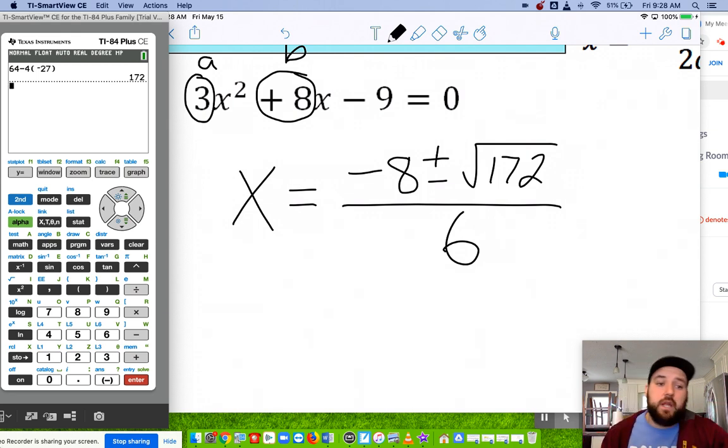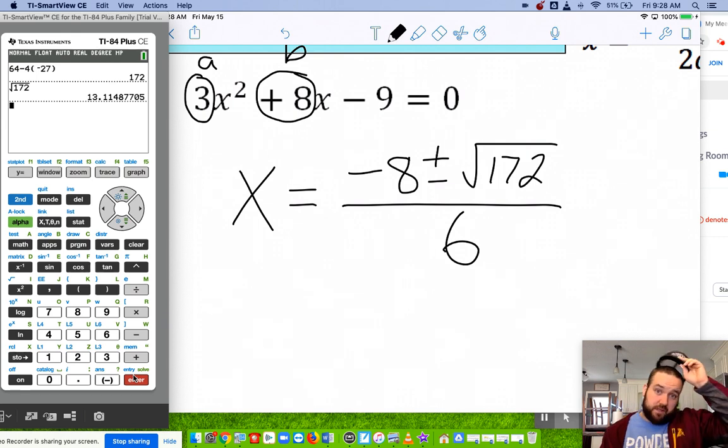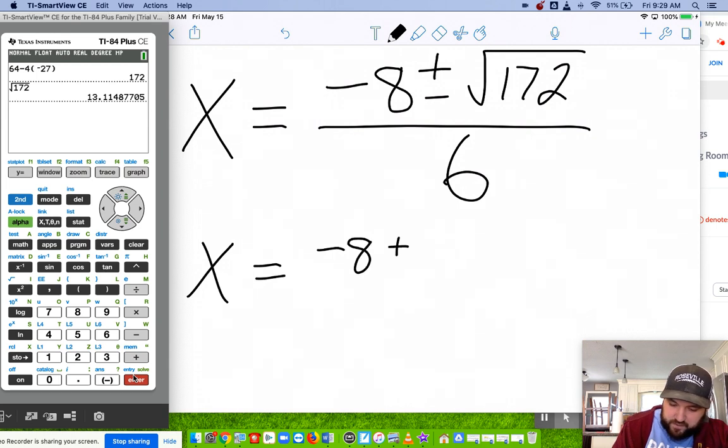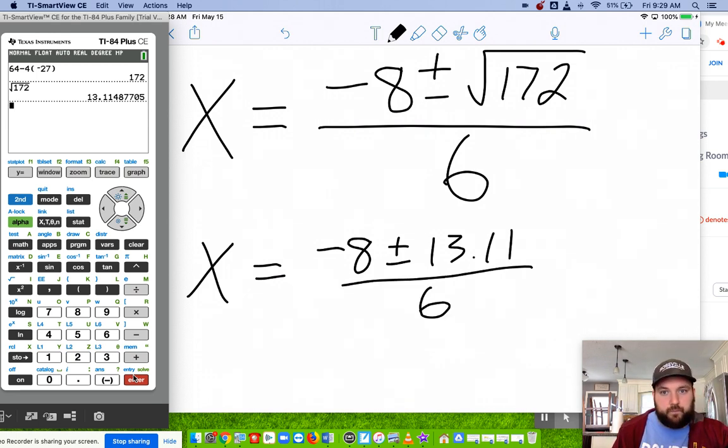What I'm going to do is go ahead and take the square root of 172 right now, and you are going to get a lot of decimals for this. I'm going to call that 13.11, so I'm going to round to the hundredth place. So what this becomes now is negative 8 plus or minus 13.11 divided by 6.